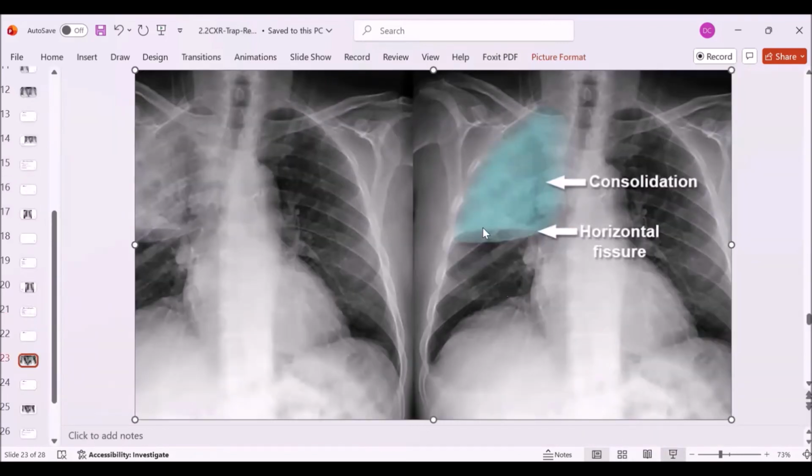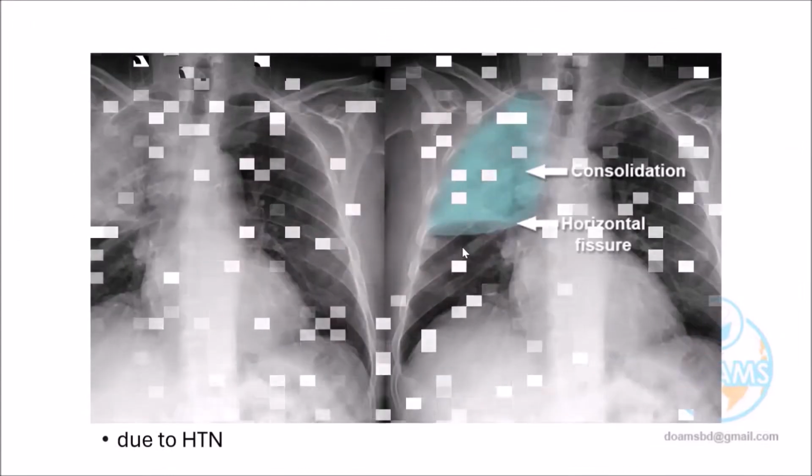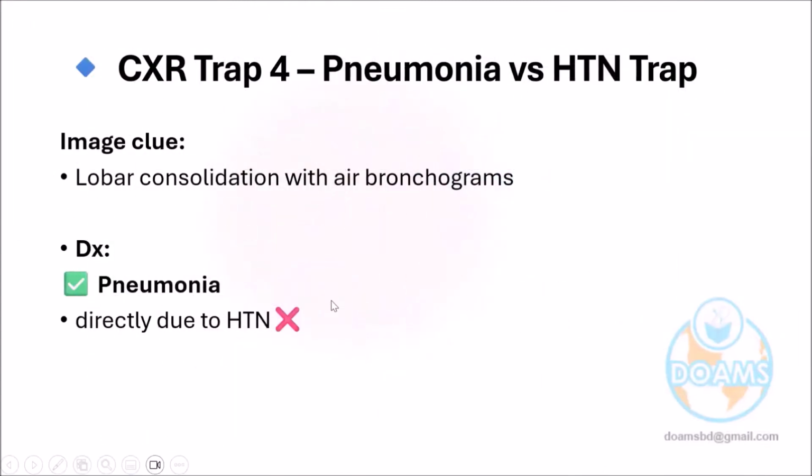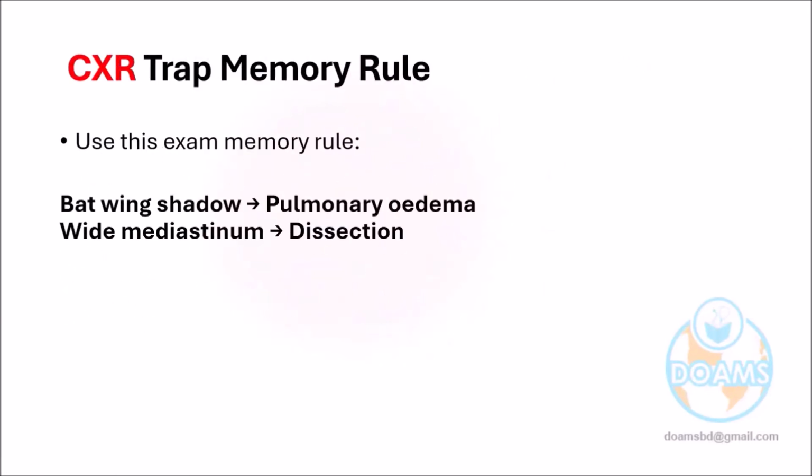Yes, Dr. Smart. Okay, so this is a consolidation and it is not due to hypertension. Pneumonia is not a direct outcome of hypertension. The patient can ask you whether it is due to hypertension or not. So widening of the mediastinum or pulmonary edema we are discussing today. The memory of today's discussion is that the bat's wing appearance is pulmonary edema, not pulmonary hypertension, or we can say indirectly left ventricular failure.